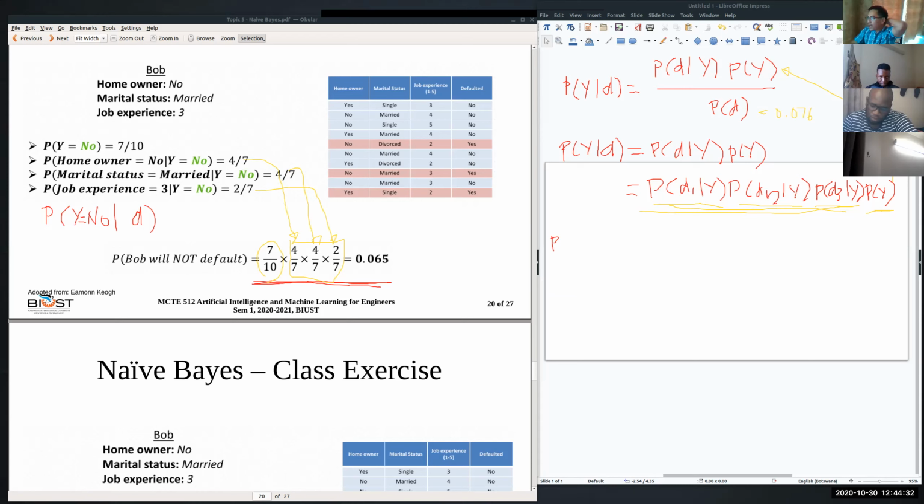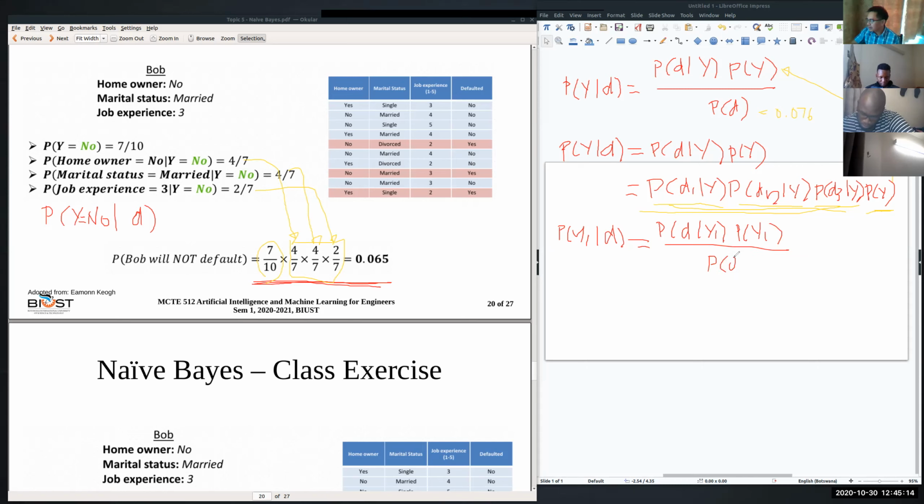Maybe I should just write y1, y2 so that it's clear. So the probability of y1, which is the no, given the attributes D, is equal to the probability of D given y1, times the probability of y1, over the probability of D. It's hard to write here.